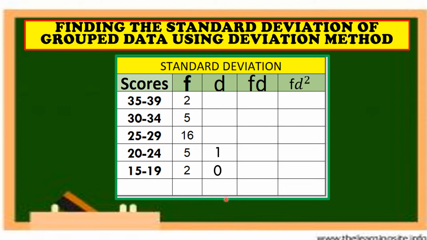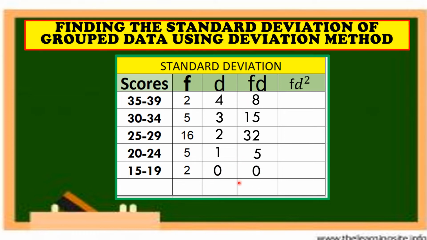0, 1, 2, 3, 4. Then we will find the product of f and d. f times d is fd. 2 times 4 is 8. 5 times 3 is 15. 16 times 2 is 32. 5 times 1 is 5. 2 times 0 is 0.